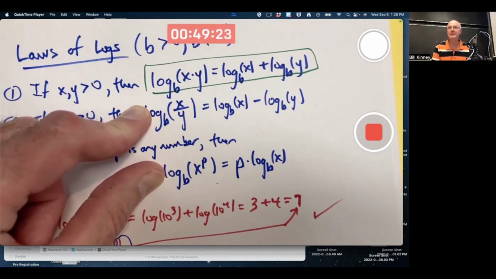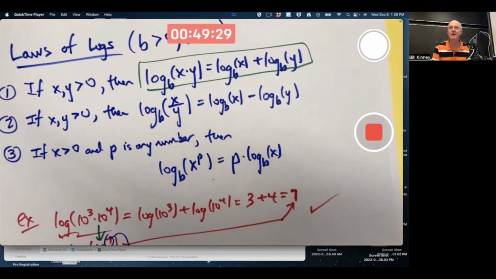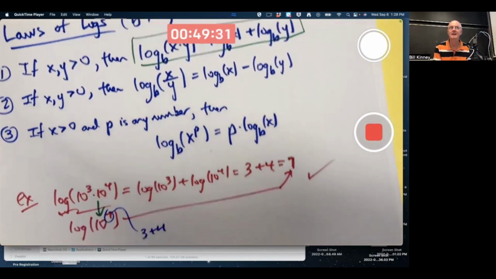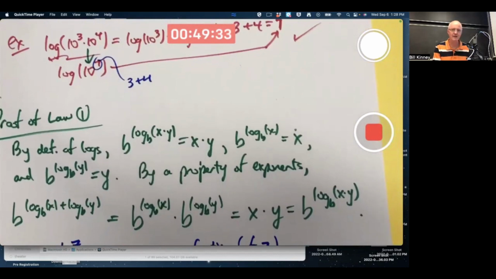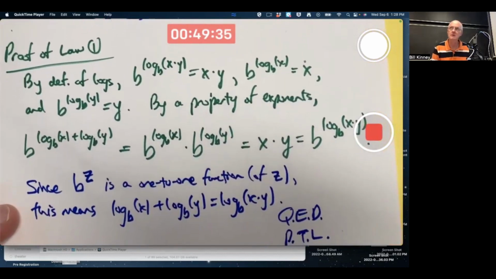Sometimes on exams, I pick something specific for B, like 10 or E or 2. But it's the same kind of argument. If B was 2, then all those Bs would be 2s. The X and Y are still arbitrary positive numbers, though.